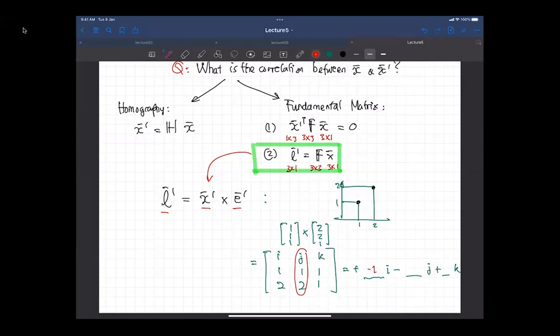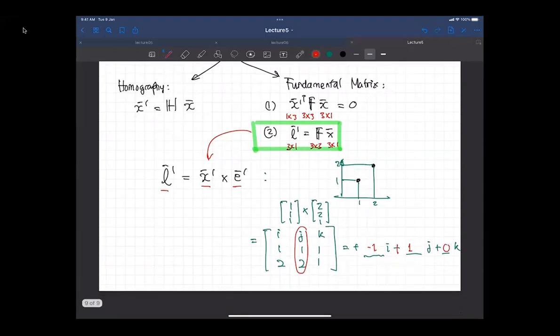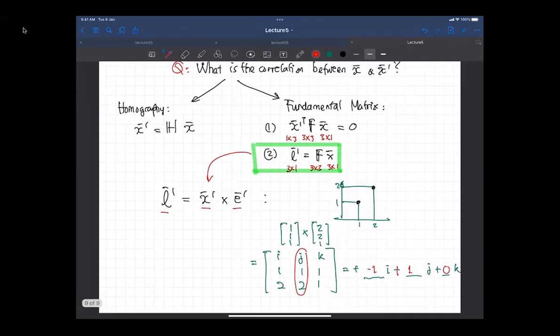What is the determinant for I for J here now then? 1 multiplied by 1 minus 2 multiplied by 1 gives you minus 1. So this one becomes positive 1. How about K? K will be 0. So in the end, by doing this operation, you will have a vector minus 1, 1, 0. Right? What does it mean by this minus 1, 1, 0?